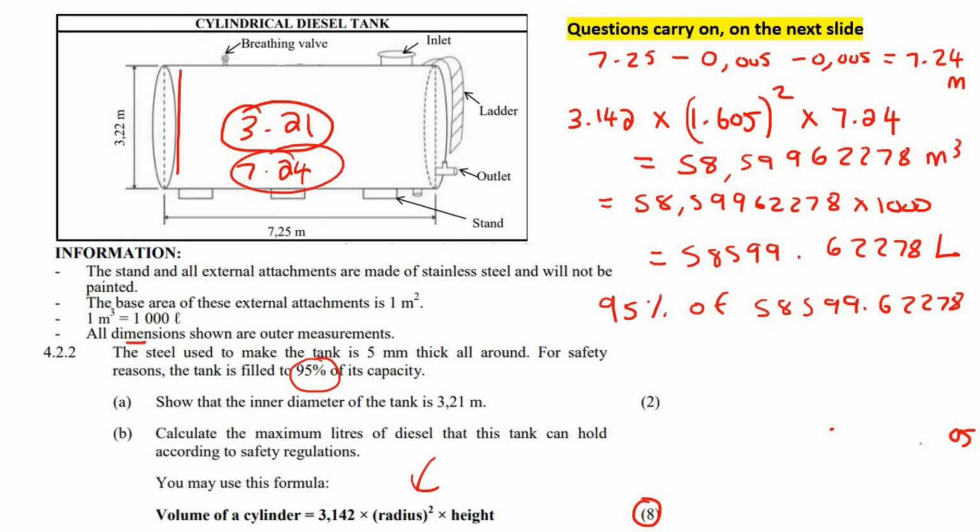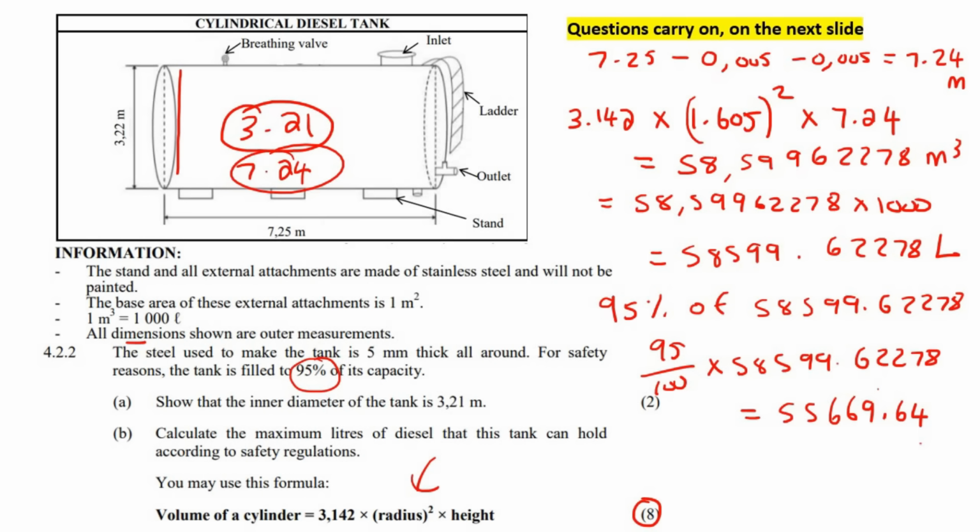Now remember, with percentage, you could say 95 over 100. Of means times. Okay, and if we go work this out, we end up with 55,669.64. And that would be measured in liters. So that is how many liters this tank can hold.